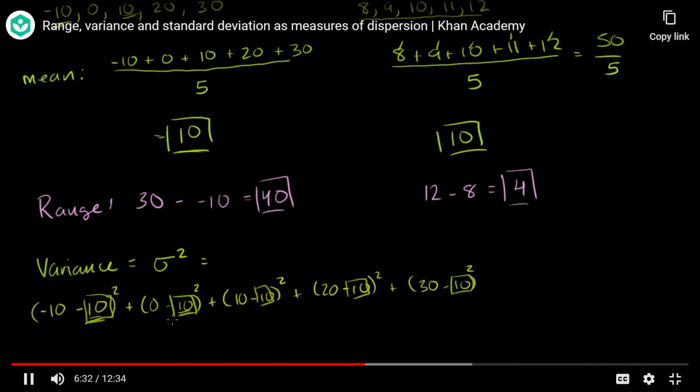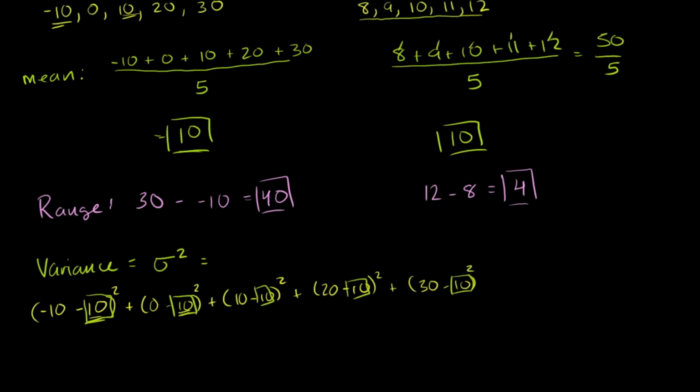and then dividing by the number of data points. I'm taking the average of these numbers, of the squared distances. So when you say it verbally, it sounds very complicated. But you're taking each number, the difference between that and the mean, square it, and take the average of those. So I have 1, 2, 3, 4, 5 numbers, divide by 5. So what is this going to be equal to?